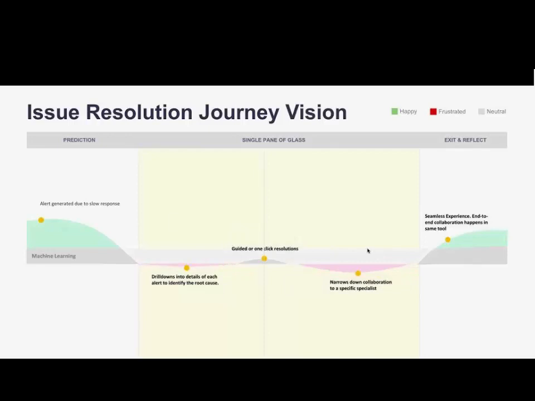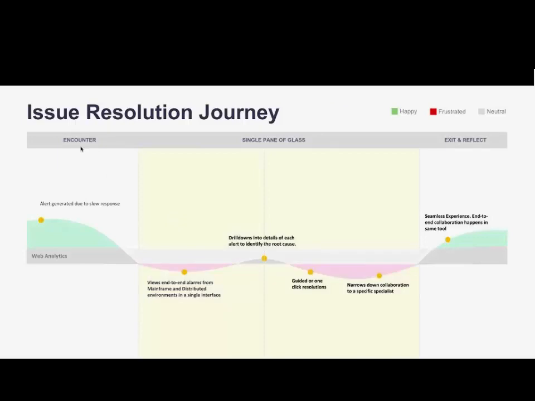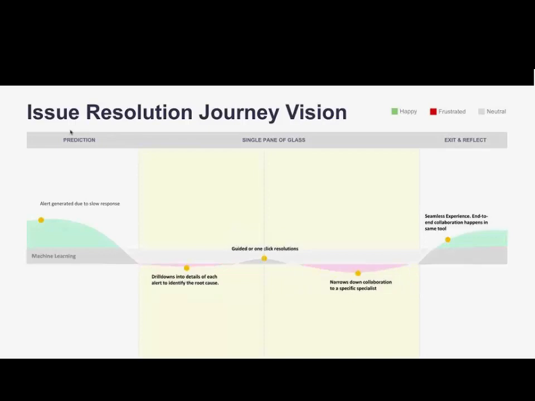Going forward, we have a vision. Earlier, as you see here, it was encounter, which is a reactive approach. We are thinking about how we can move into prediction, where we predict those alerts. Depending upon the data collected for the web analytics, we are going to use our machine learning investment to figure out how we can predict that this is going to happen, rather than having a reactive approach. So this is the overall issue resolution journey and what we have done.